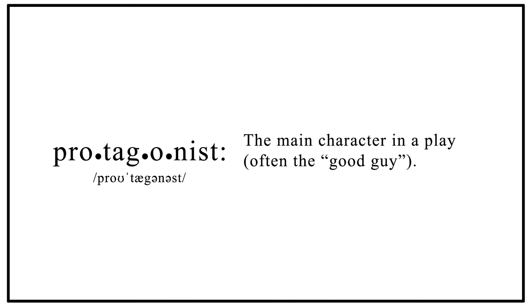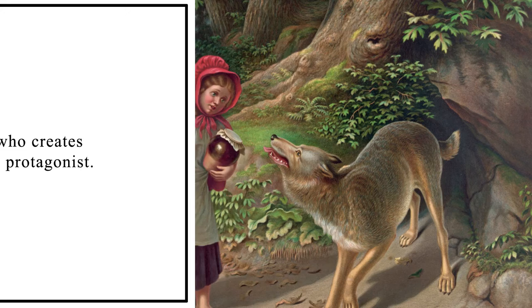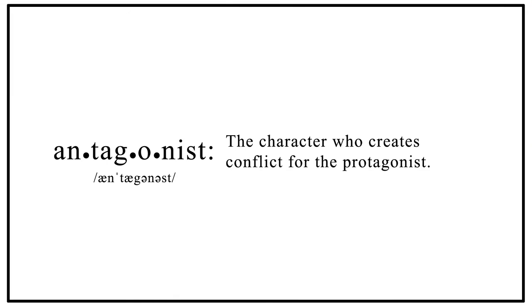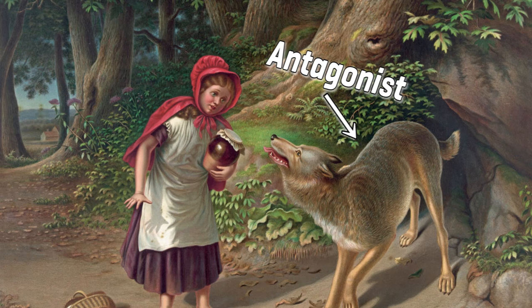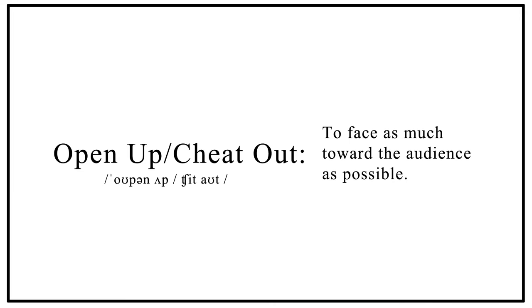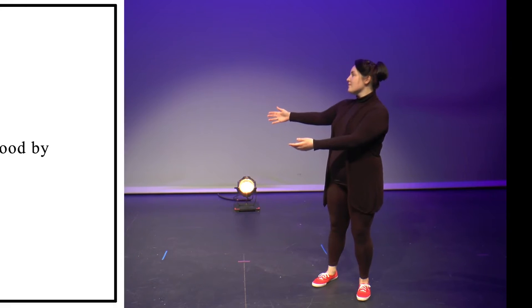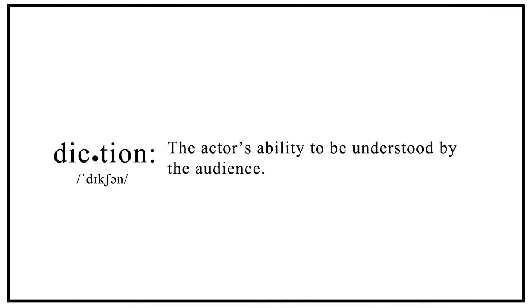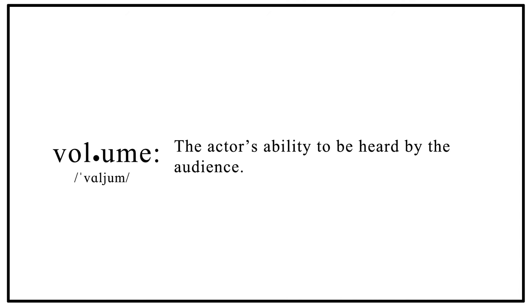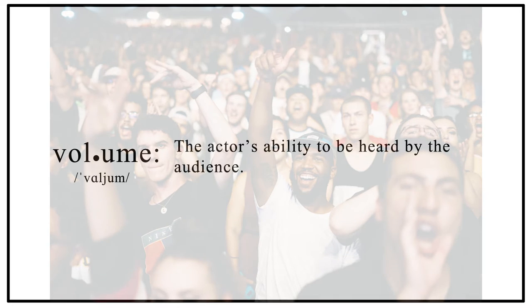Protagonist, the main character in a play, often the good guy. Antagonist, the character who creates conflict for the protagonist. Open up or cheat out, to face as much towards the audience as possible. Diction, the actor's ability to be understood by the audience. Volume, the actor's ability to be heard by the audience.